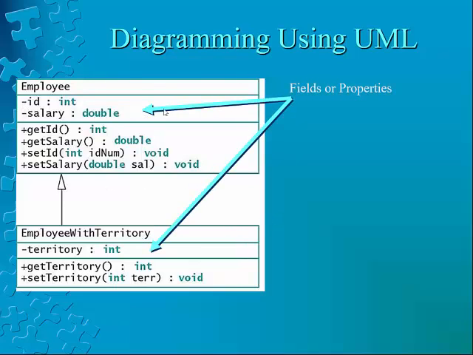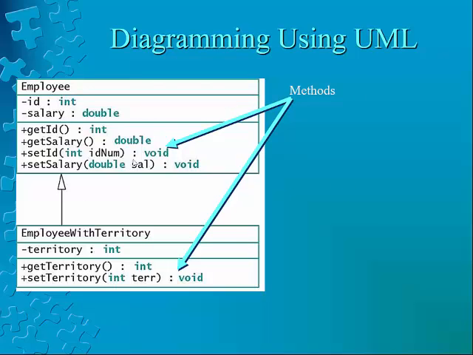The middle box is for our fields or properties or attributes. Here you can see that Employee has two fields or two attributes. One is ID, one is salary. And this Employee with Territory class has a territory field. You can see that they are separated with the colon, and then the next snippet of code is the type. Well, obviously it's an int. So territory is an int, ID is an int, and salary is a double.